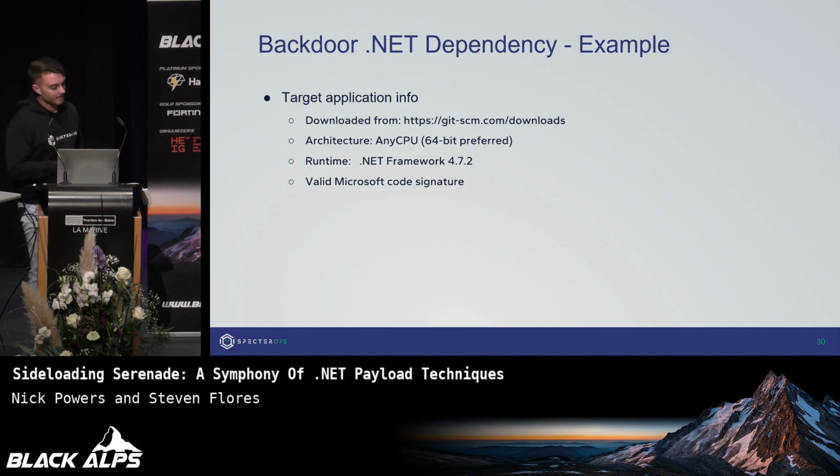Some of the metadata is it's 64-bit, so that's good for us from a red team or pen test perspective. A lot of our post-exploitation tools are 64-bit, so if we're reflectively injecting those, we want our process to be 64-bit as well. It's targeting .NET Framework version 4.7.2, so for backwards compatibility, that checks another box, and it's signed by Microsoft, so that's a big perk in terms of reputation.